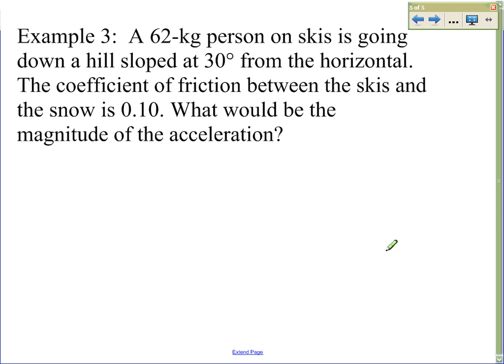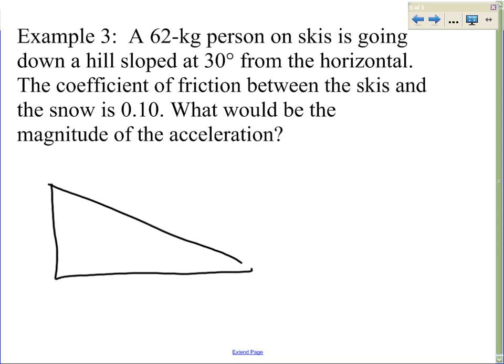So let's draw our inclined plane again. I'm going to make it a little bit smaller. I got a little crazy there. So inclined plane, 30-degree angle. And of course my skier looks like a box. You knew that. What do we know? We know the mass of the person, 62 kilograms. We know the angle, I've already labeled that. We know the coefficient of friction, 0.10. We haven't worked with that yet with inclined planes.